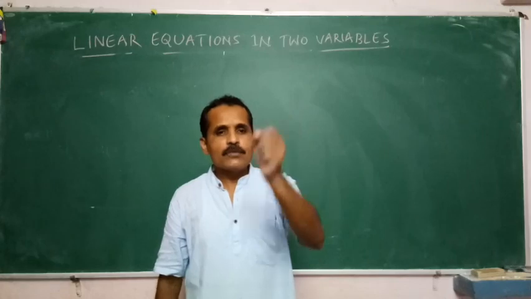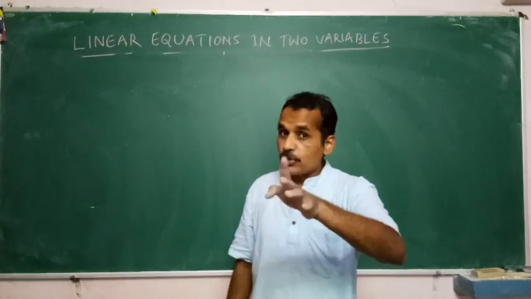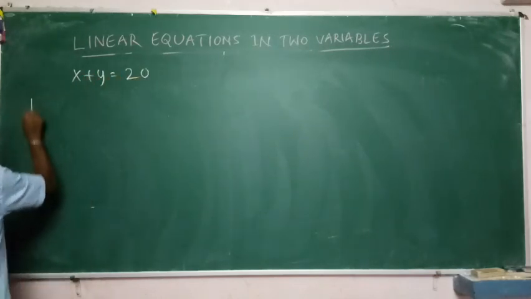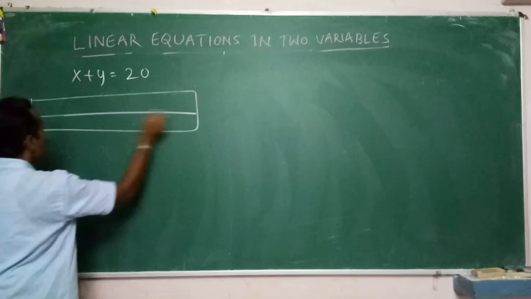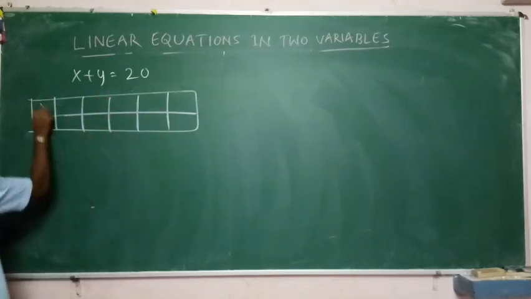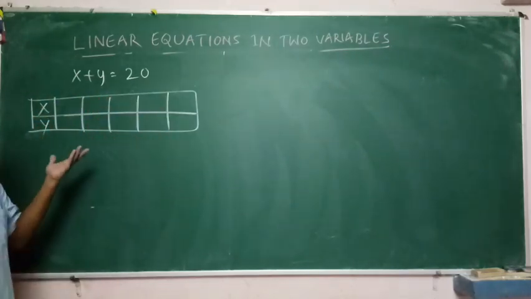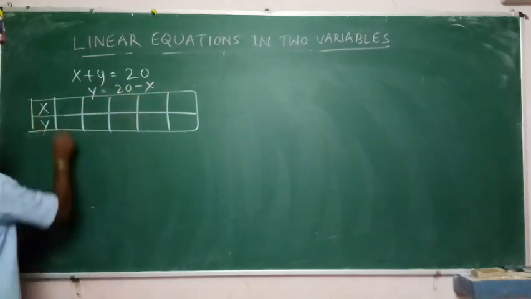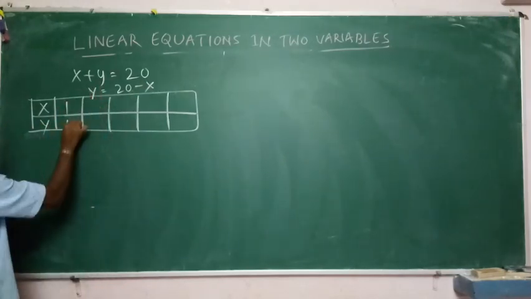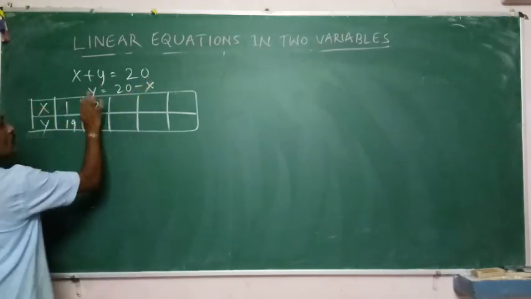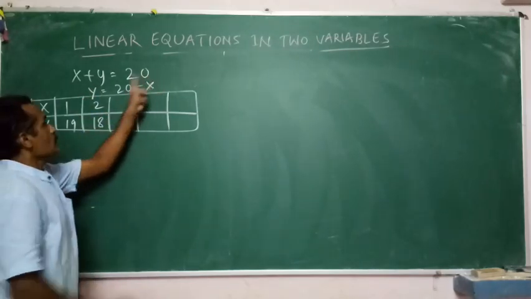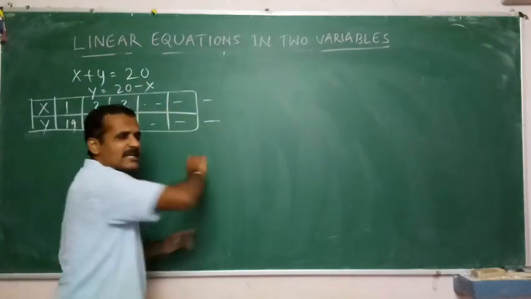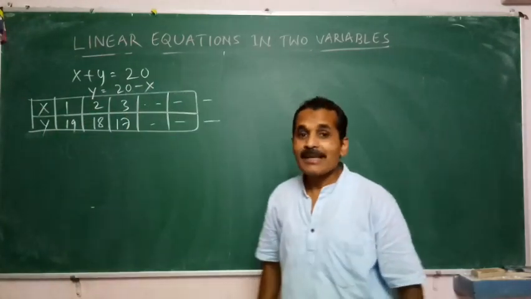Every linear equation in two variables has infinite number of solutions. What does it mean? Say x plus y is equal to 20. I can make infinite number of solutions for this equation. Or I will write y is equal to 20 minus x. x is equal to 1, y is equal to 19. x is equal to 2, y is equal to 18. x is equal to 3, 20 minus 3, y is equal to 17. Likewise, I can make infinite number of solutions.